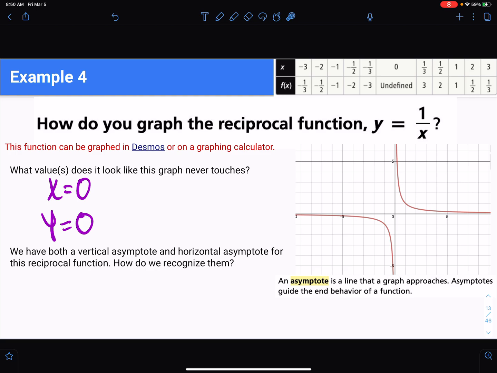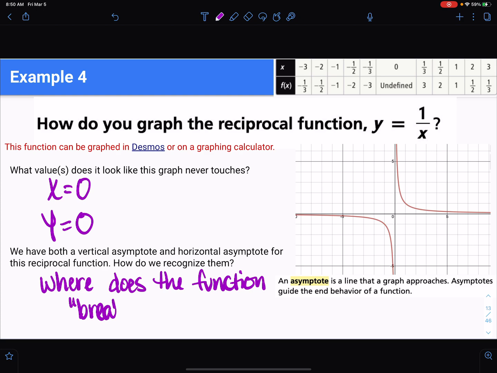So I think of them as kind of, where does my function break? Or where does it separate? Break. That's the way I look at the graph. This is basically our excluded values in the domain and range.